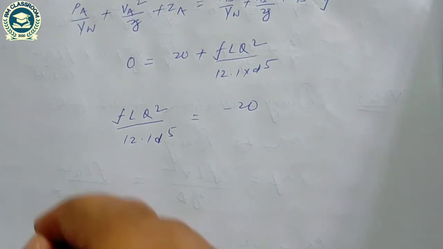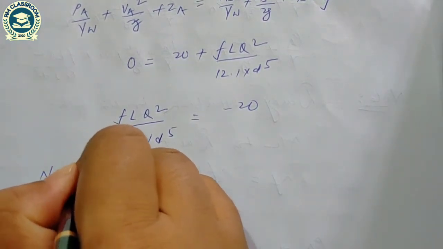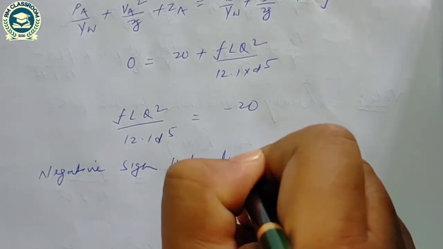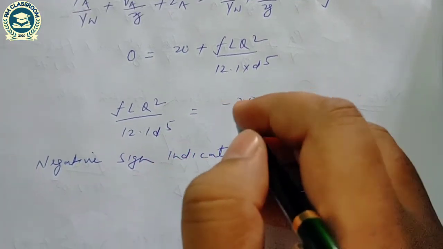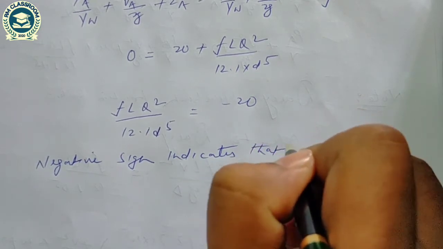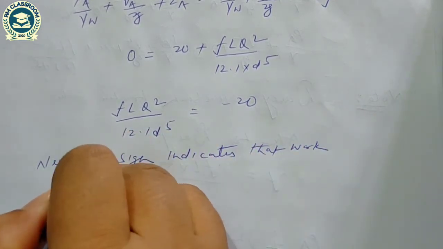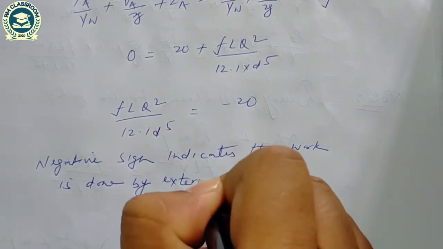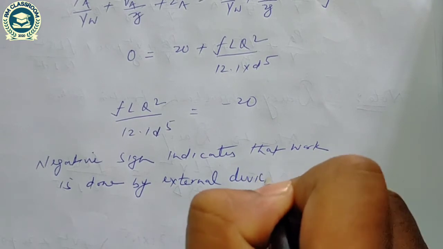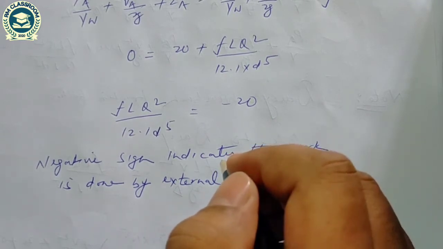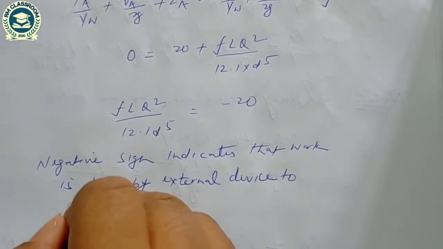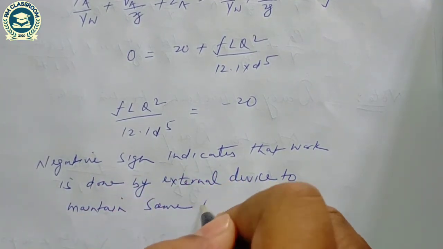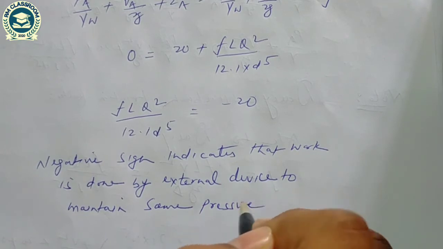The negative sign indicates that work is done by an external device to maintain the same pressure at A and B.